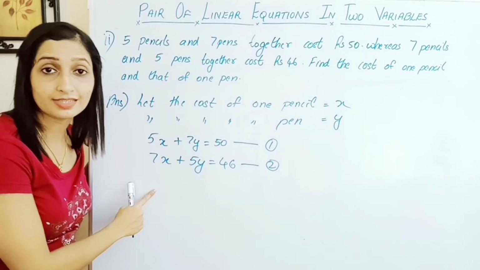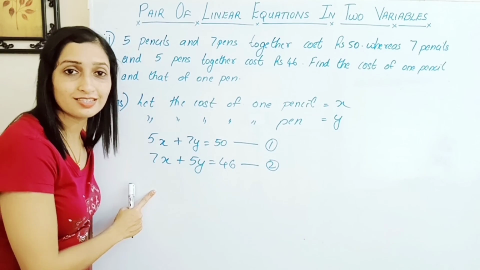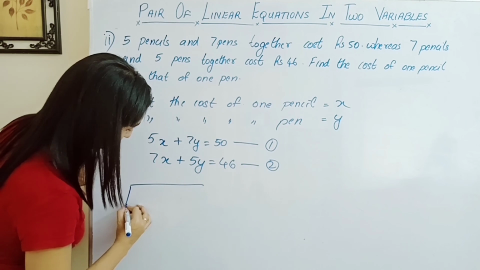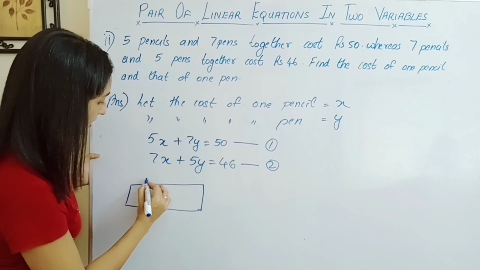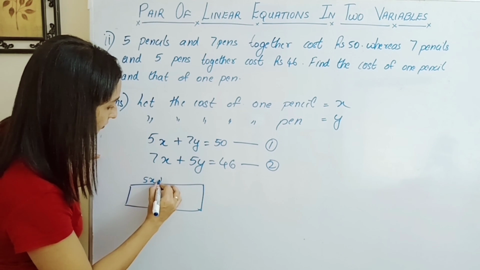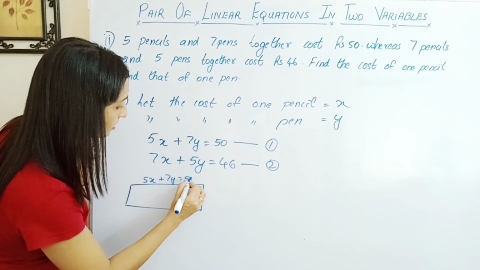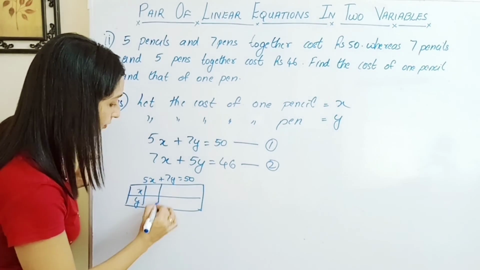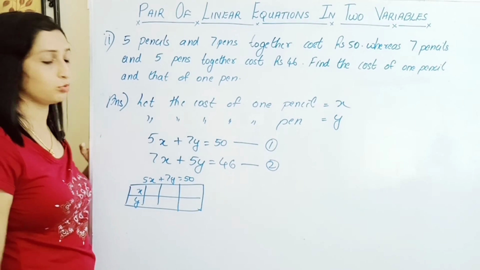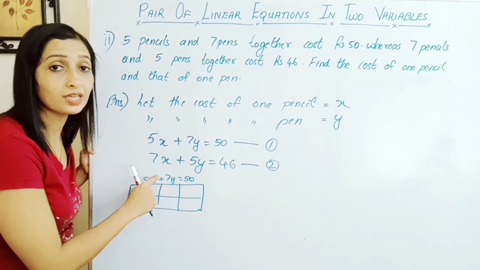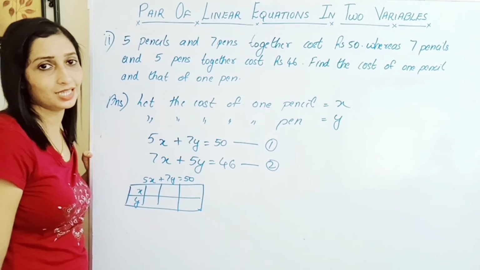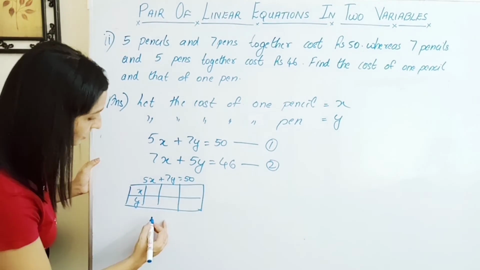Now what is our next step to find the solution set? So let us find the table for the first equation. Let's write the equation here: 5x plus 7y equals 50. I write here x, y. We find at least 3 values. Now always when you get an equation like this, it is easier to make it in the form y is equal to. So let's convert this.